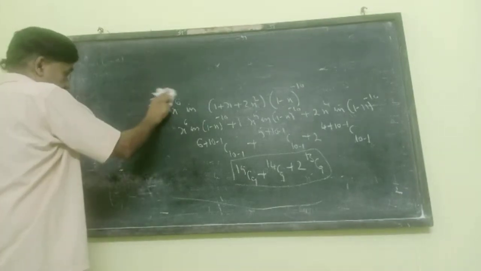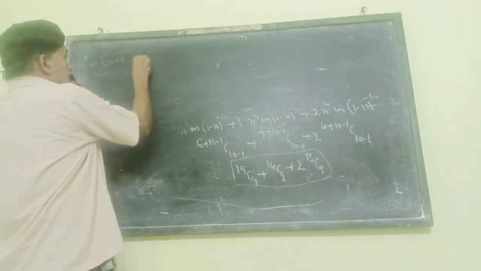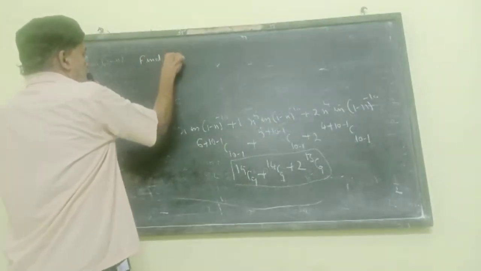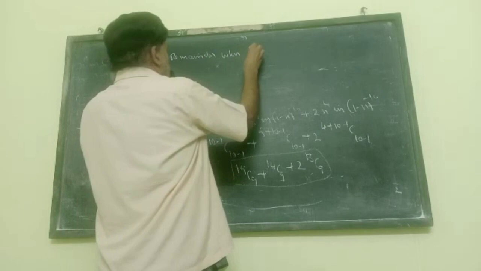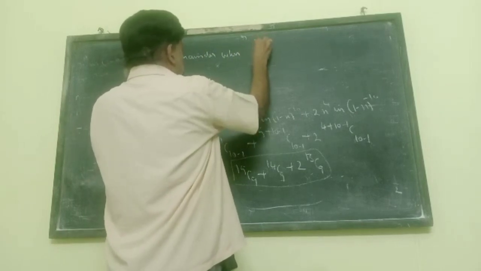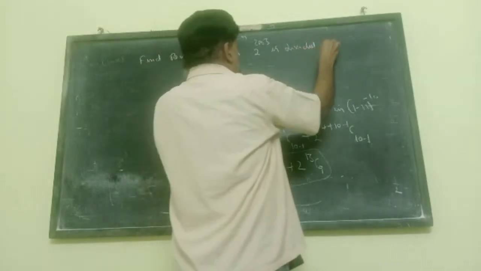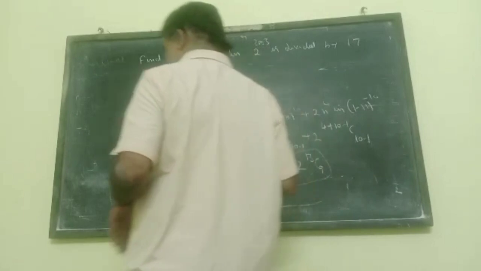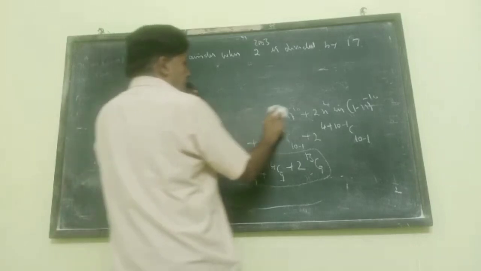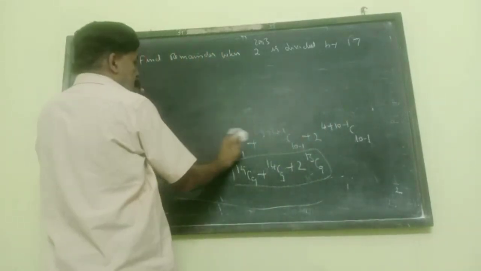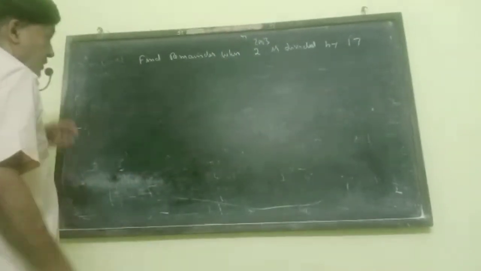The next question is: find the remainder when 2 to the power of 2003 is divided by 70. Find the remainder when 2 power 2003 is divided by 70.